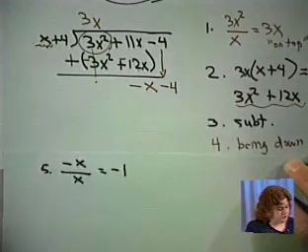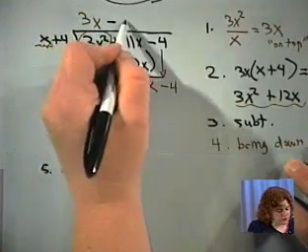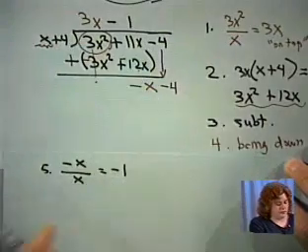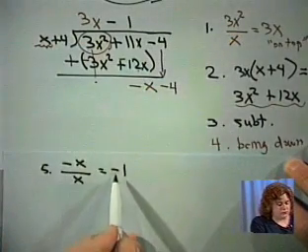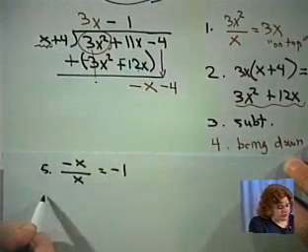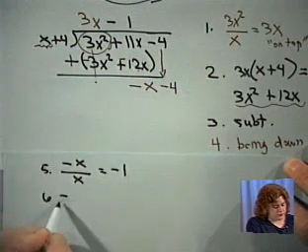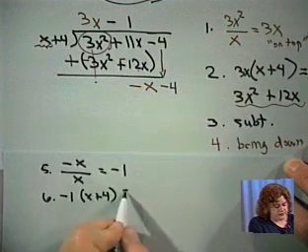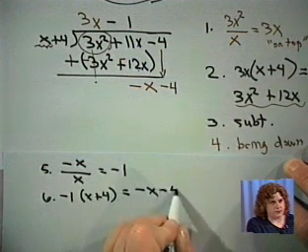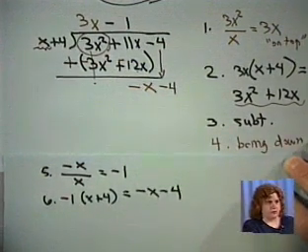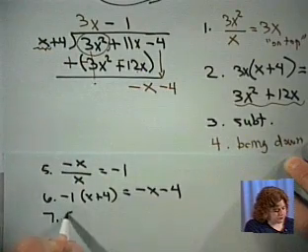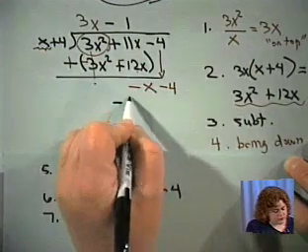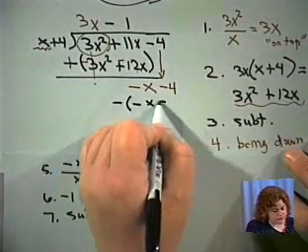That goes on top, so now we have 3x minus 1, being careful to keep it over our next term, which was the 11x. We take the negative 1 and we multiply it by the entire divisor, so negative 1 times x plus 4. And that gets us a negative x minus 4. Then we're going to subtract. So we'll write that out, minus parentheses negative x minus 4.